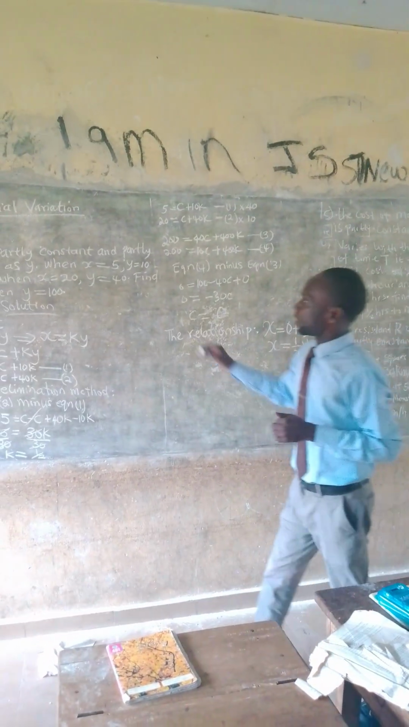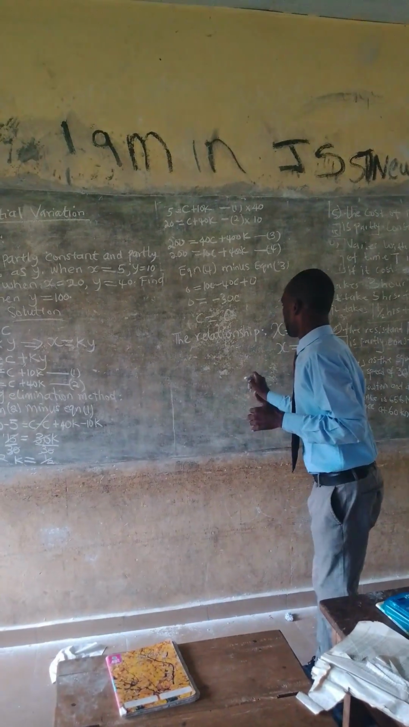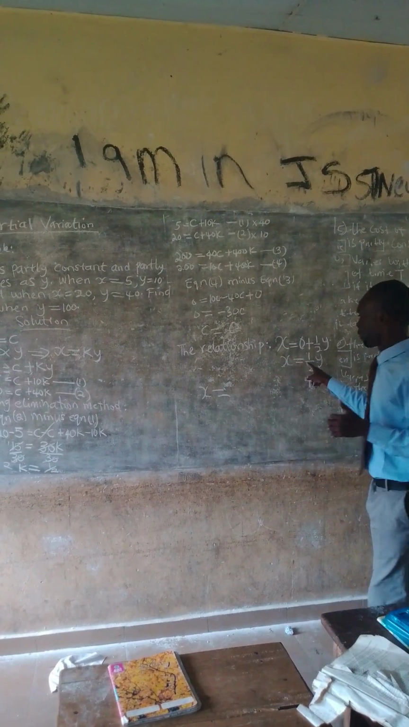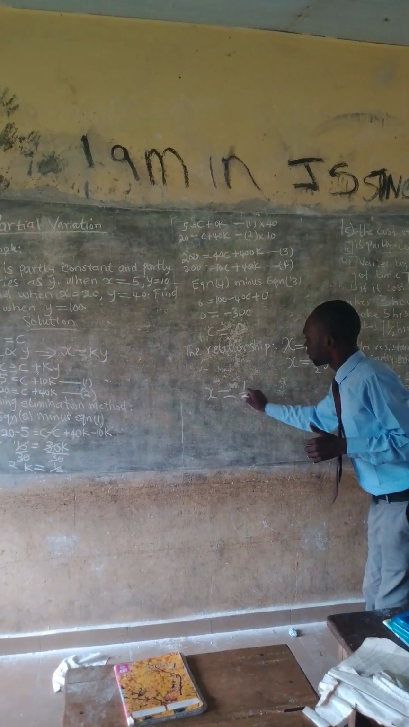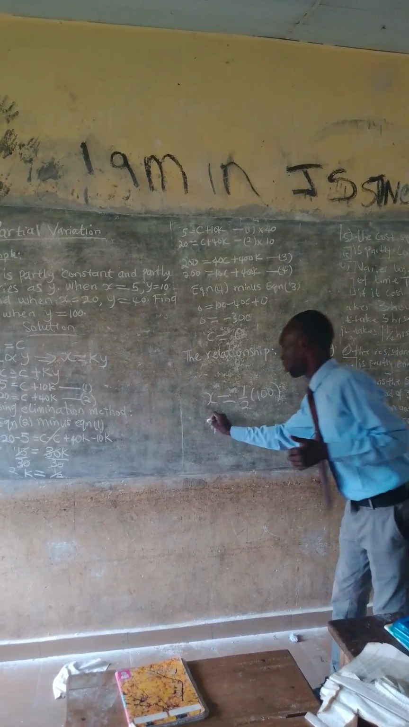Very good. Now we are going to find x when y is equal to 100. So x will now be, apply the formula, half of 100. What is half of 100?